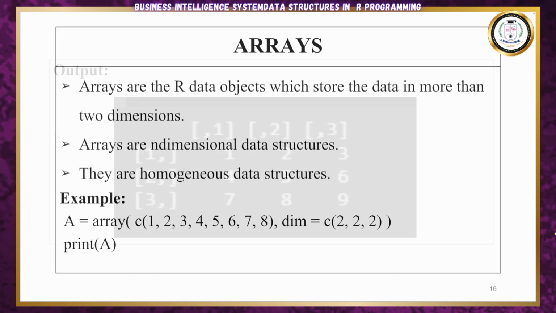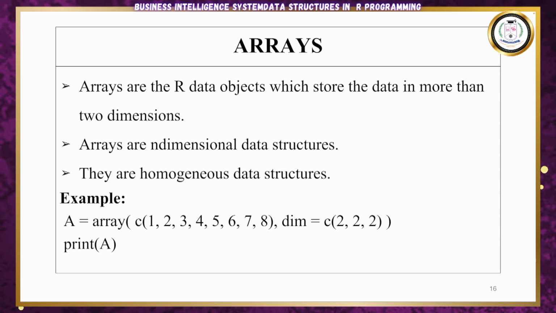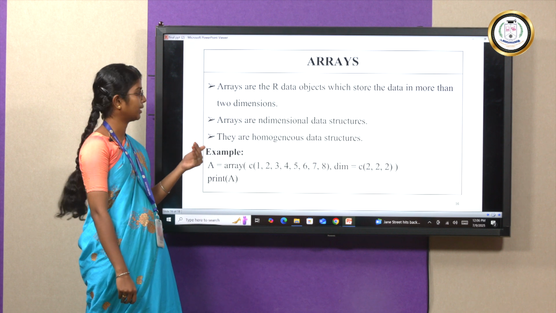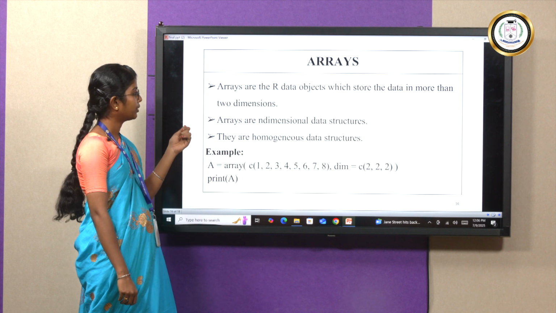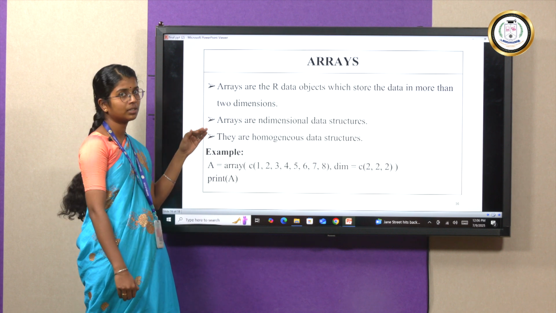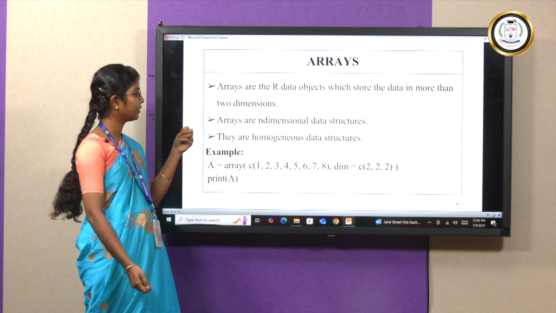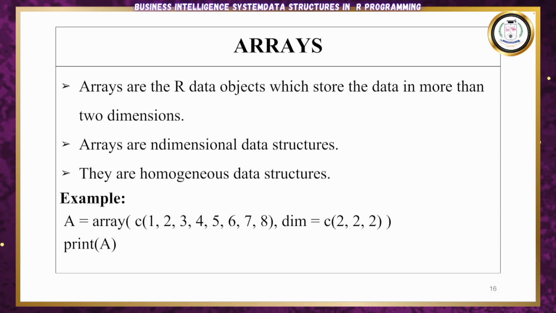And the last one is arrays. An array, we know, is a data type of same values. If I take integer, I must have integers of a fixed size. In R programming also, an array is an n-dimensional data structure. I can have one-dimensional, two-dimensional or three-dimensional. It is a homogeneous data structure.